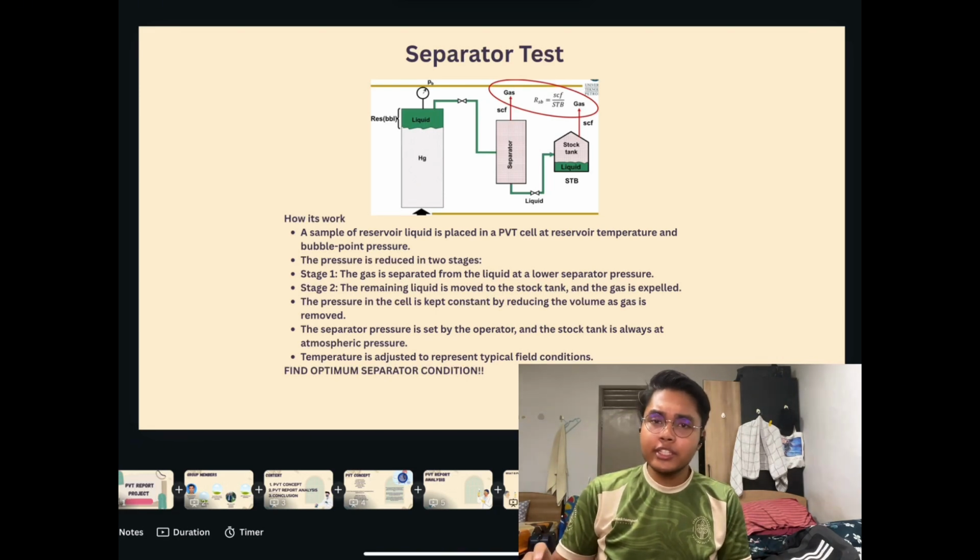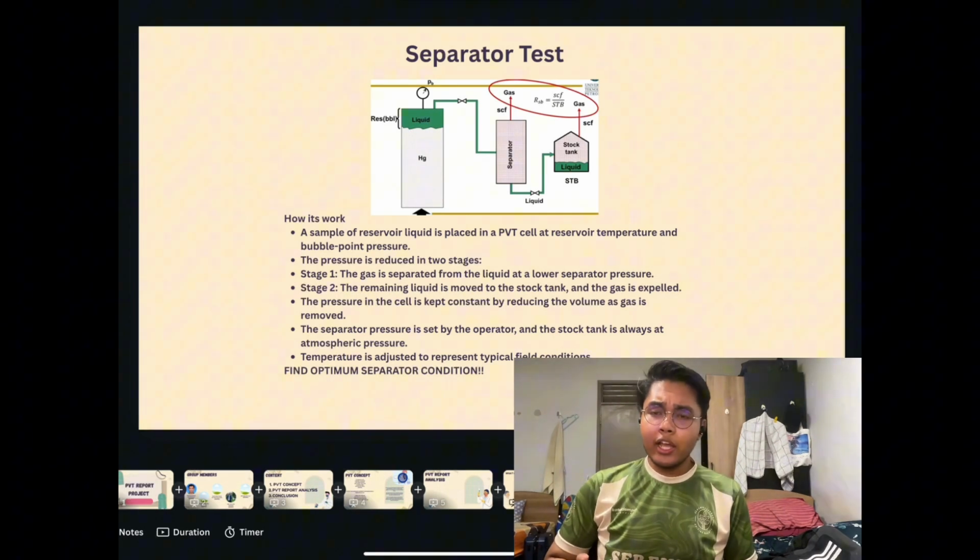and then we move to the second stage, where the remaining liquid is moved to the stock tank while the gas is expelled. After that, the pressure in the cell is kept constant by reducing the volume of the gas as the gas is released. Therefore, the optimum condition for separator pressure and temperature is chosen by the operator, and the stock tank is always maintained at atmospheric pressure. Hence, the separator test is crucial for petroleum engineers to help determine the gas-oil ratio and other fluid properties for the reservoir analysis.